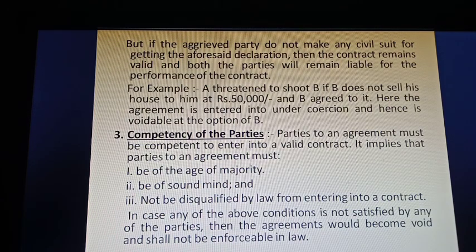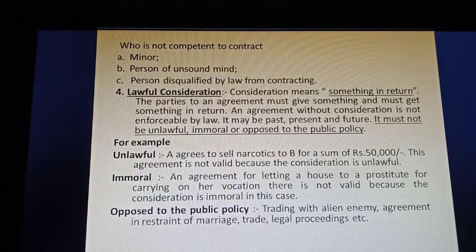Then the agreement would become void. Void means it shall not be enforceable in law. So I want to repeat it again. Who are not competent to contract? First of all, a minor is not competent to enter into the contract, a person of unsound mind, and a person who is disqualified by law from contracting.